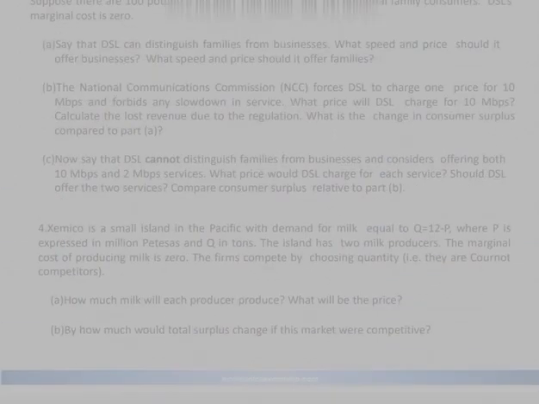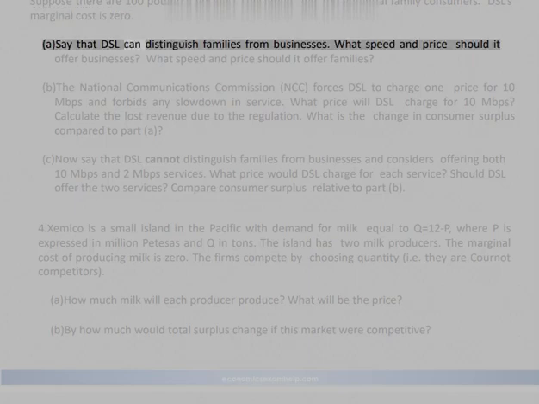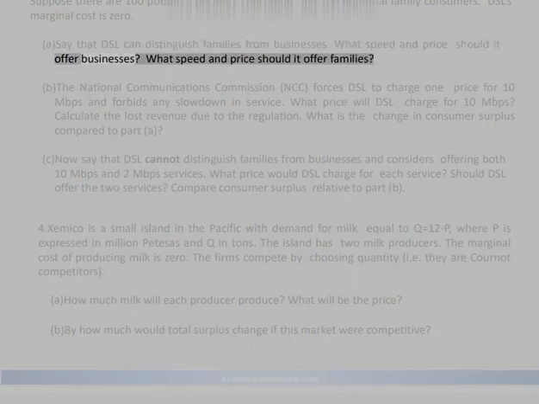Suppose there are 100 potential business consumers and 100 potential family consumers. DSL's marginal cost is 0. A. Say that DSL can distinguish families from businesses. What speed and price should it offer businesses? What speed and price should it offer families?